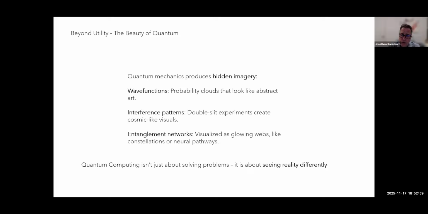And so quantum computing isn't just about solving problems. It's about seeing reality differently. Whether you're a scientist, an artist, or simply curious, quantum computing invites us to imagine bigger. And the future isn't just about faster machines. It's about expanding the boundaries of human thought.